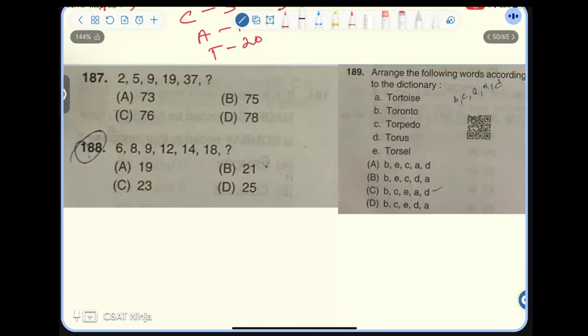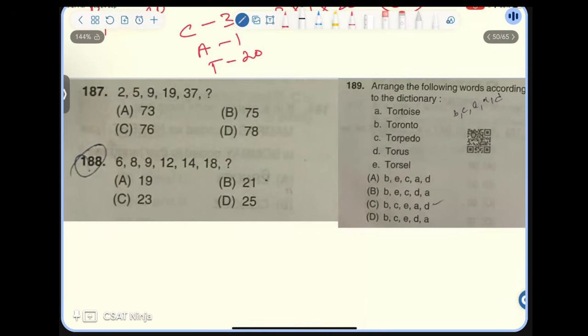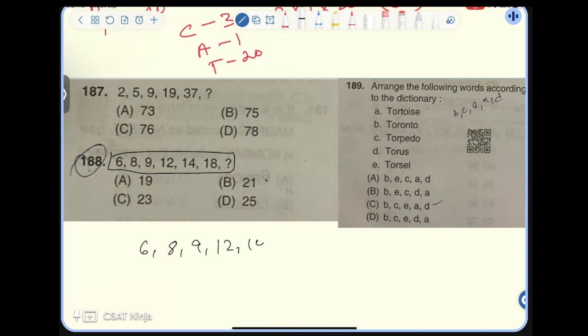Okay, we have a number series here. What is it? 2, 5, 9, 19, 37, 6, 8, 9, 12, 14, and 18. If we look at this one, it looks like an alternate series. So I'll just pair it. This one and this one. This one and this one. This one and this one.